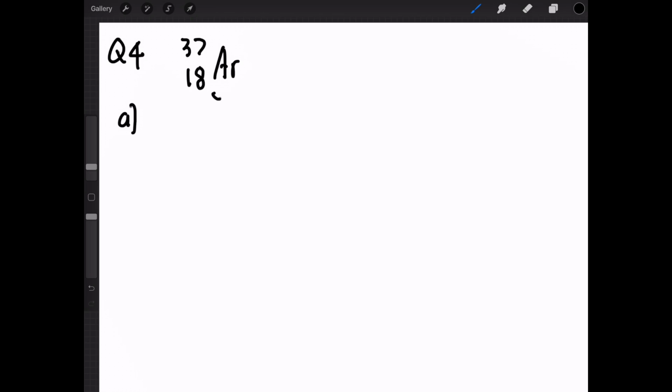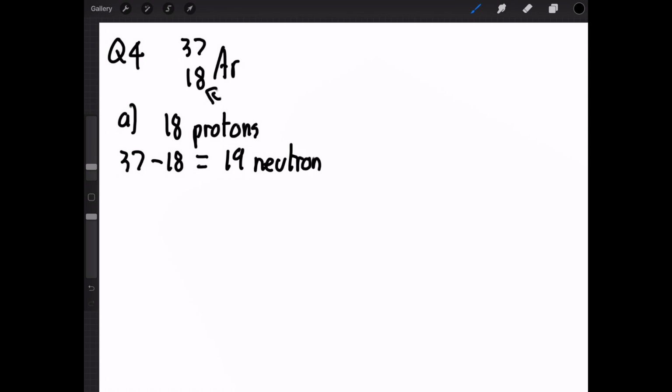Well, the proton number is the one at the bottom, just down here, so there's going to be 18 protons. It's the atomic number for the chemists. To work out the number of neutrons, you take 37 minus 18, which is going to give me 19 neutrons. The fact that it's been ionized has nothing to do with the nucleus, so it's just orbiting electrons, so presumably that will come up later.